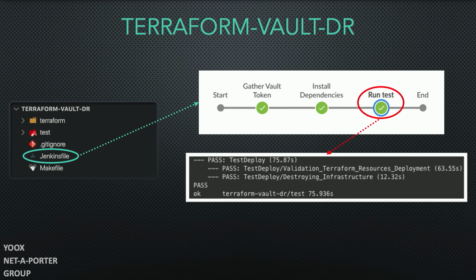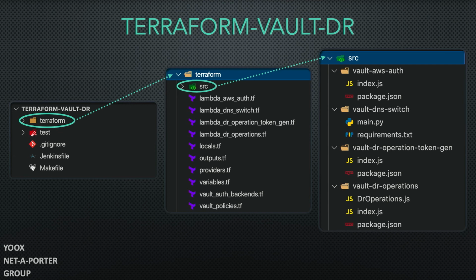In the test here, we can see that we have 2 passed tests: one for the creation of all the resources, and one for the destruction. Clearly, one should put more tests in the Go file, but for the purpose of this demo, this is okay.